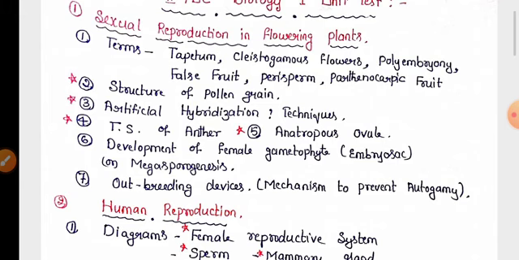From this chapter, the 1 mark questions they may ask about tapetum function, about cleistogamous and chasmogamous flower, polyembryony, false fruit, perisperm, parthenocarpic fruit they may ask.